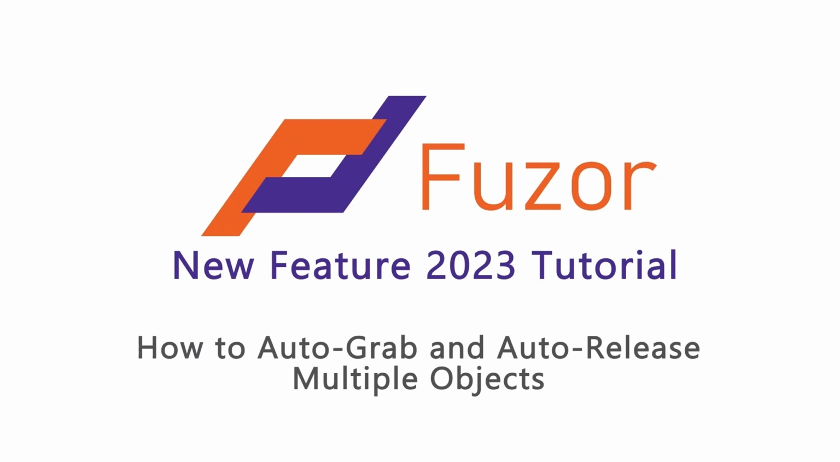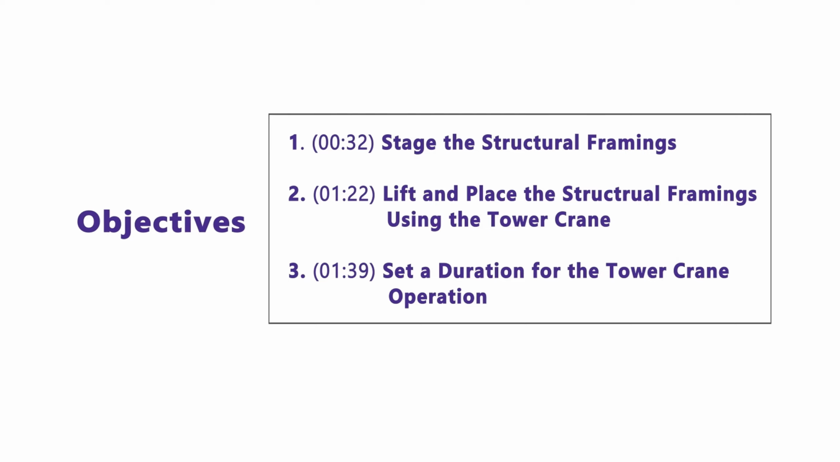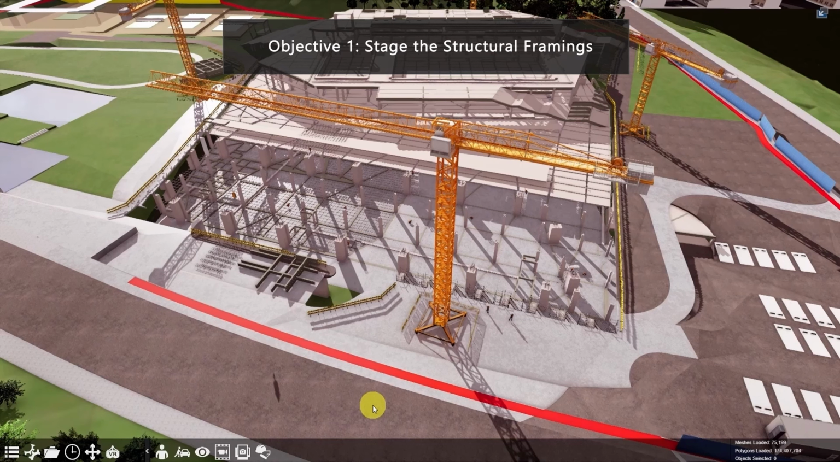This new feature 2023 tutorial video will teach you how to auto-grab and auto-release multiple objects. The objectives of the video are to first stage the structural framings, then lift and place the structural framings using the tower crane, and lastly set a duration for the tower crane operation. So the first objective is to stage the structural framings. So we want to stage these two structural framings.